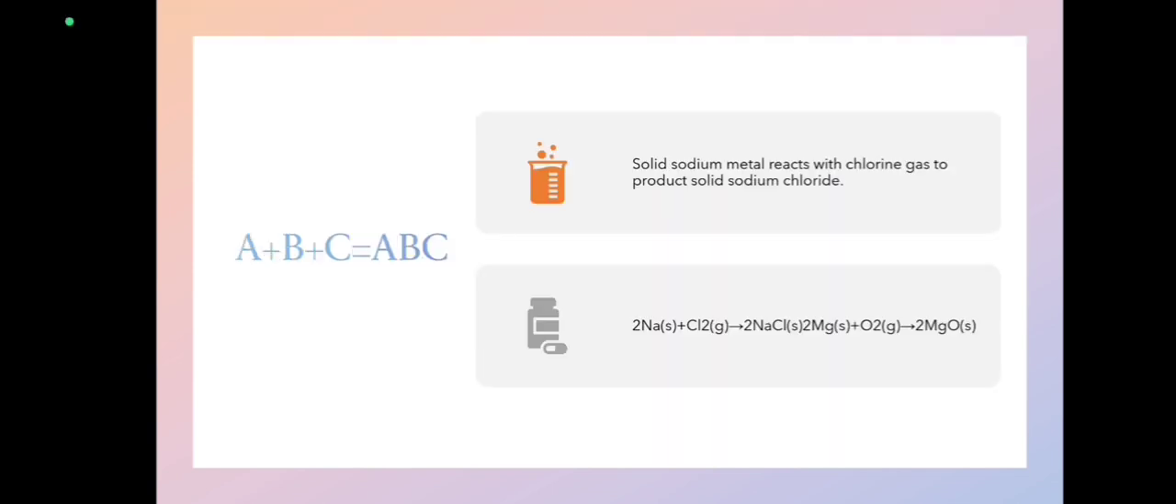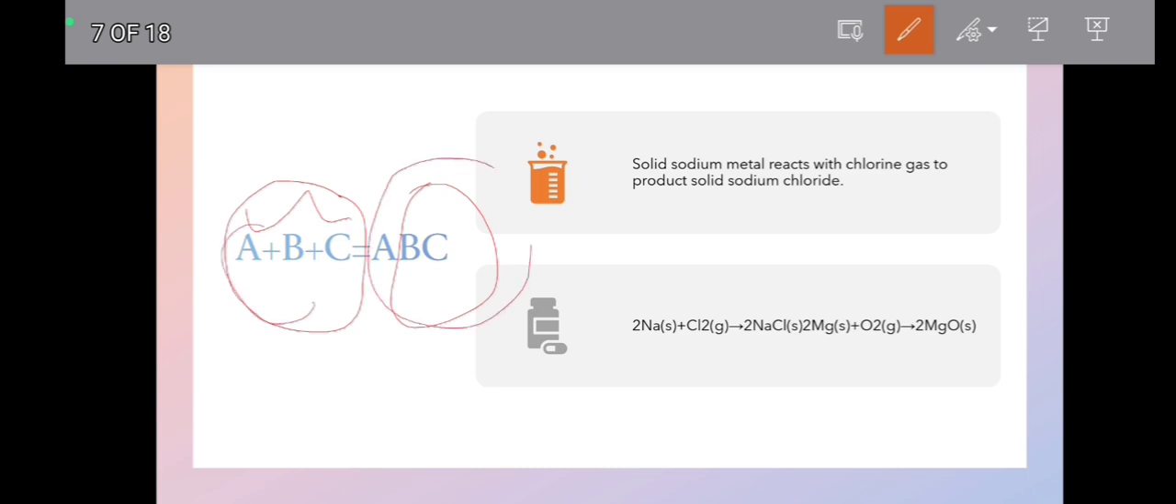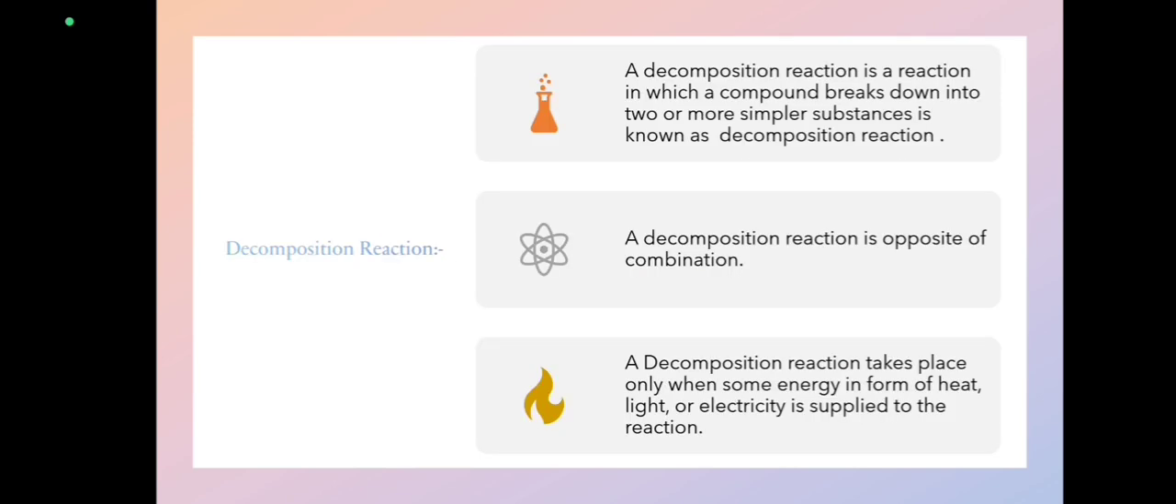An example of a combination reaction is A plus C forming AC. Different reactants form one product. This is a combination reaction. Sodium metal reacts with chlorine gas to produce sodium chloride. That is Na plus Cl2 to form NaCl. Mg plus O2 to form MgO.